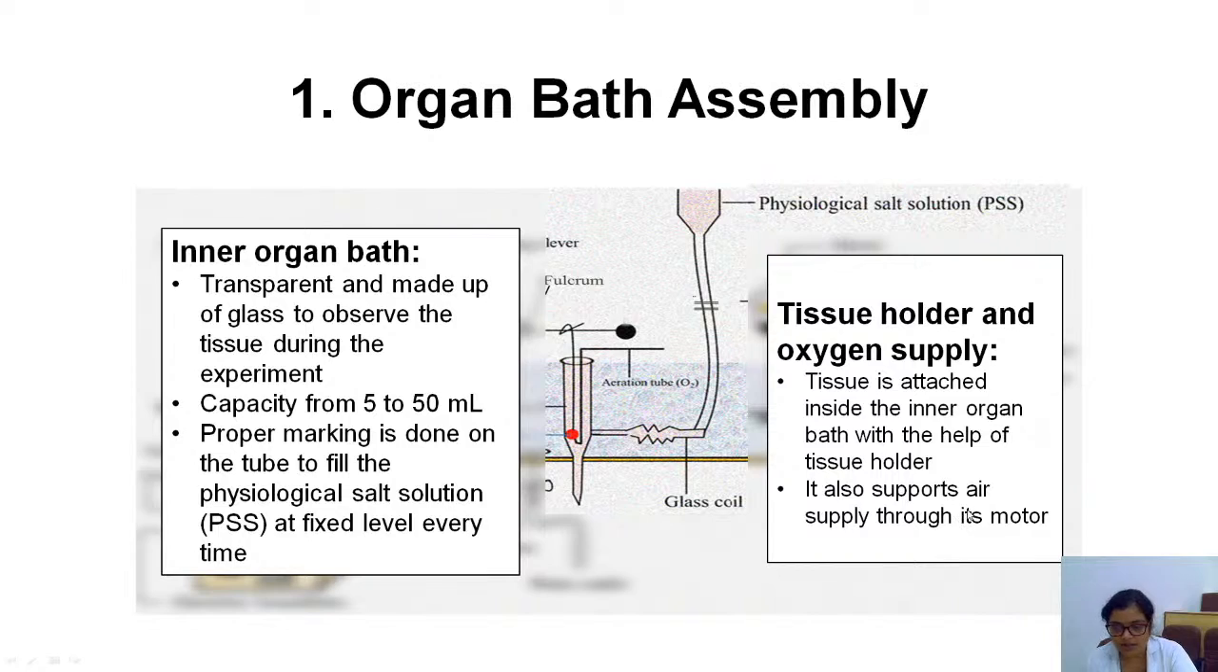So what this motor is going to supply is air. It may give you air, which is preferable. We never give 100% oxygen, because 100% oxygen can first of all cause oxidative stress in the tissue, and it can make the pH of the inner organ bath alkaline because of lack of carbon dioxide. Because the tissue will keep on using the bicarbonate ions for carbon dioxide, it will ultimately become alkaline. So that's why we use a mixture of oxygen and carbon dioxide, not pure oxygen.